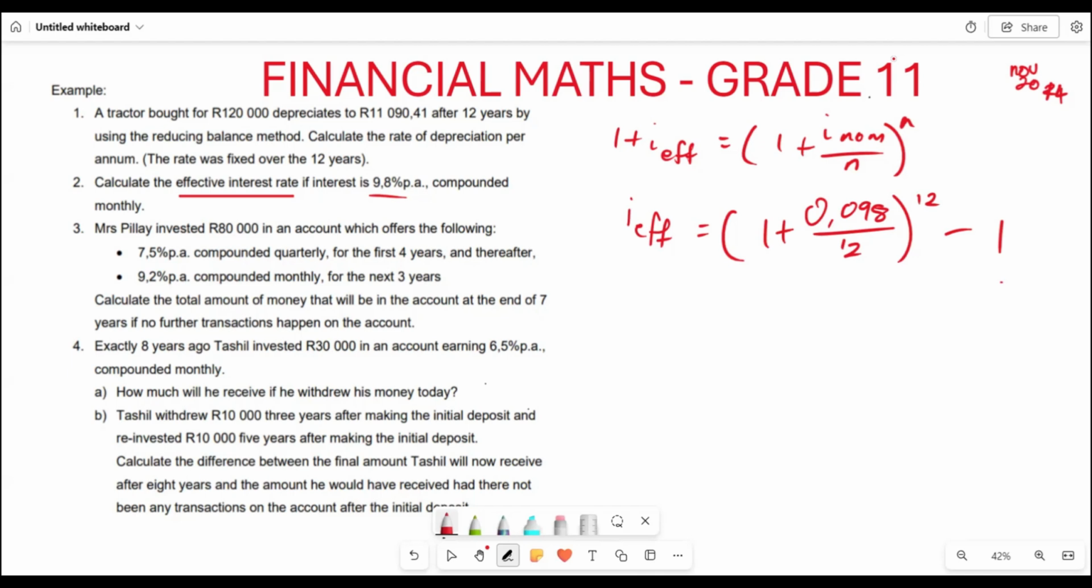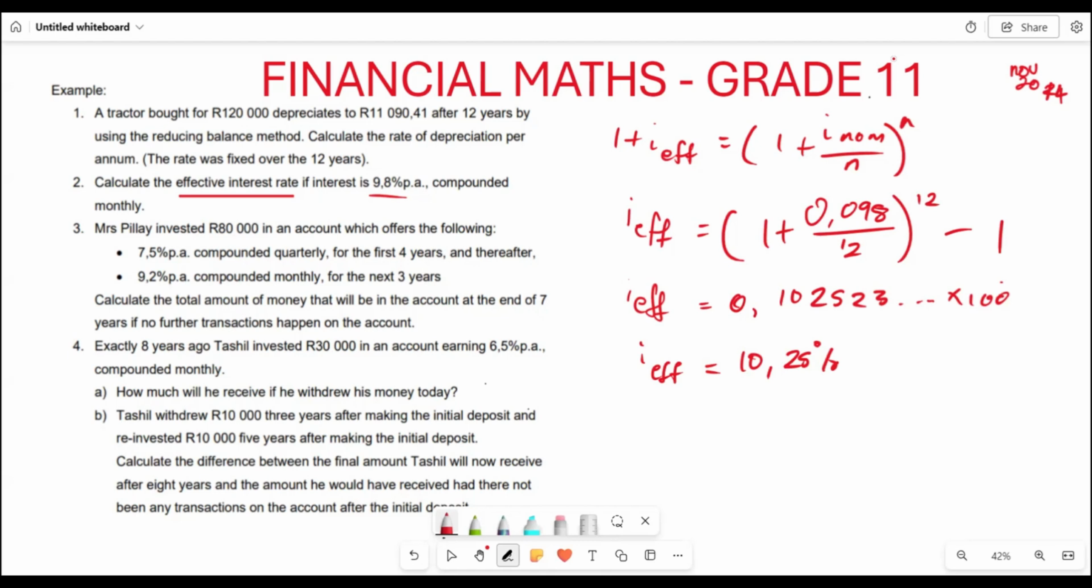And now what is it that you're going to have? When you plug this in your calculator, you're going to have your I effective as 0.102523, if I'm not mistaken, right? And then from here you are also going to multiply by 100, which means your I effective is going to be 10.25%, if I'm not mistaken, which is going to be the interest rate.